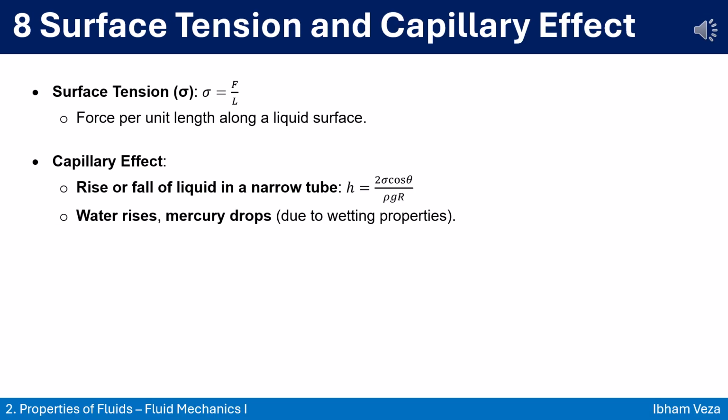8. Explain hidden fluid behaviors simply. Surface tension explains why droplets form and why some insects can walk on water. It's just the force acting along a liquid surface. Capillary effect is even more fun to see. In a narrow tube, water climbs up while mercury sinks down. Why? Because of wetting. Water likes sticking to surfaces while mercury repels them.